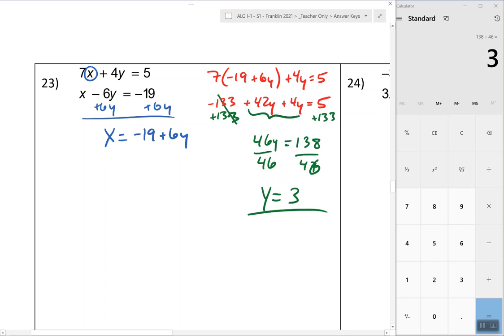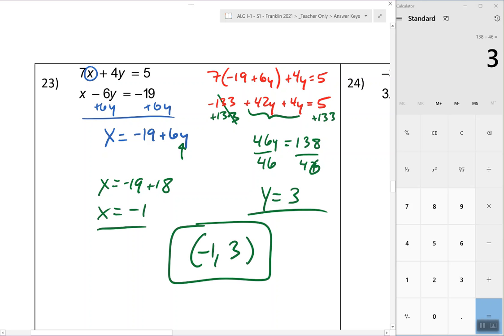Okay, so y equals 3 here. We're going to plug that in right here for y. So x equals -19 plus 18, which means x equals -1. So the solution here is -1, 3.